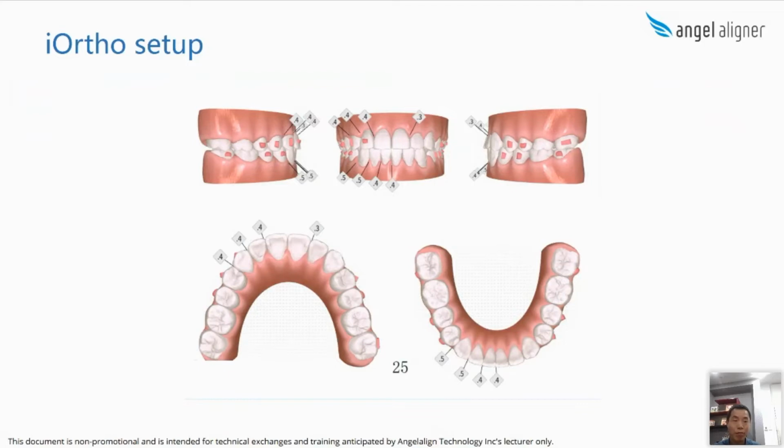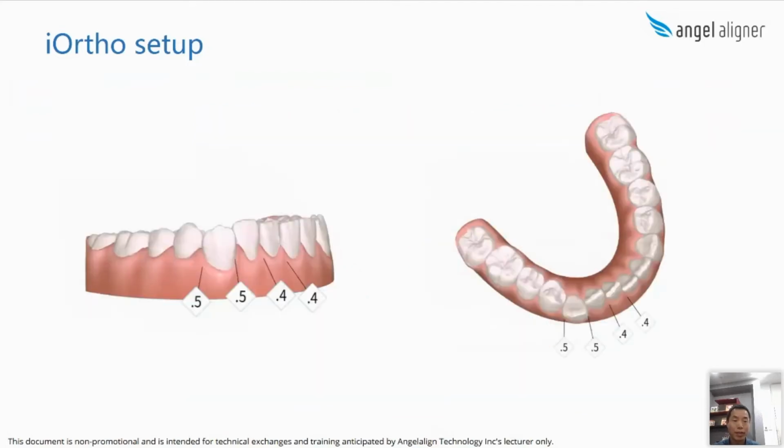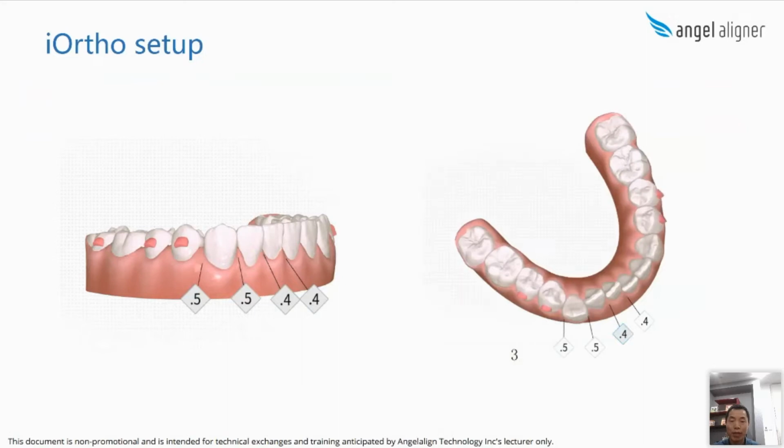Altogether, 25 stages. Let's see from this view. The vertical position of this canine, you can see, was maintained, not changed. From this view, we can see space was created by IPR, and the canine is lingually translated and aligned.